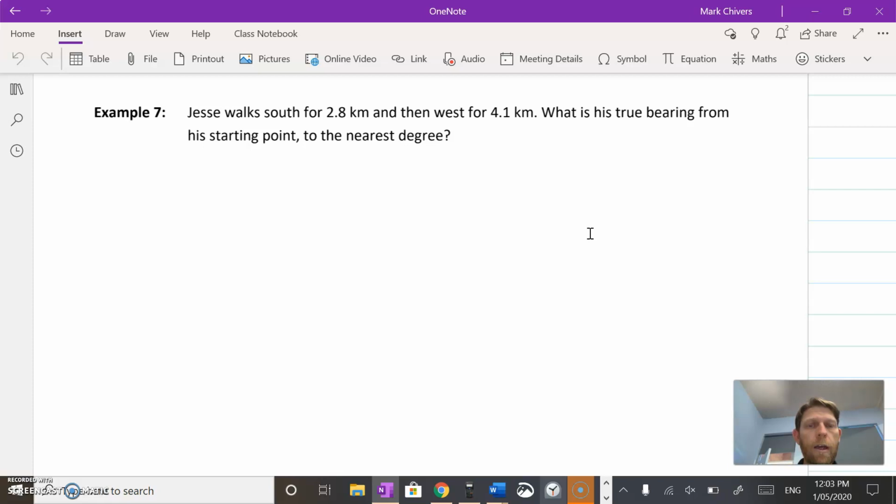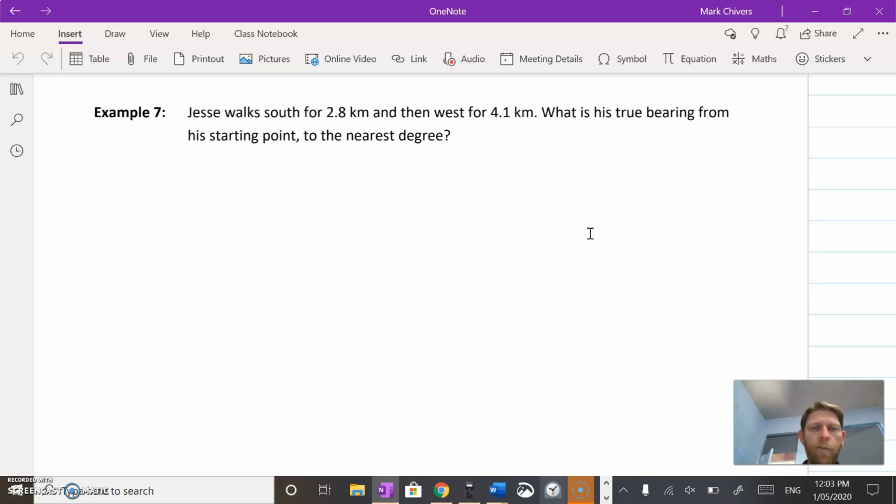Bearings are a really important practical application for trigonometry, so finding distances between places. For instance, a surveyor would use both bearings and trigonometry together quite a bit. Okay, so with these sorts of questions, you're best off drawing yourself a little diagram.